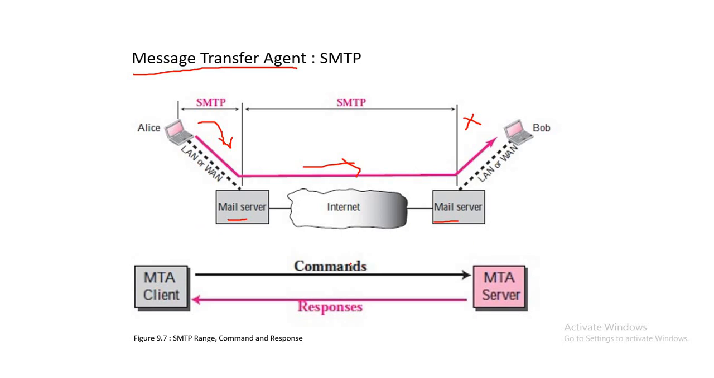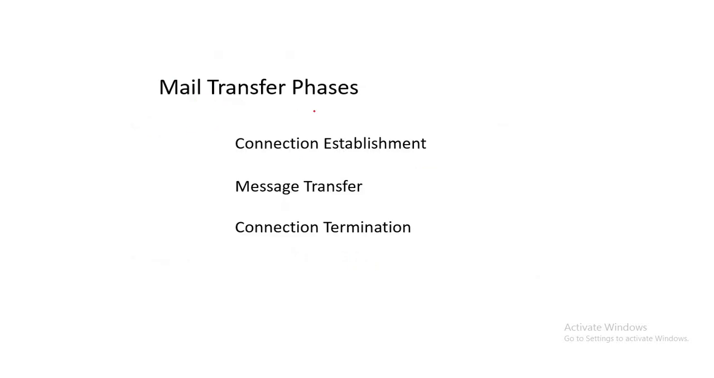Now we will look at the receiver side also. What are the phases? Three phases: connection establishment, then actual message transfer, and then connection termination. Looks like circuit switching.